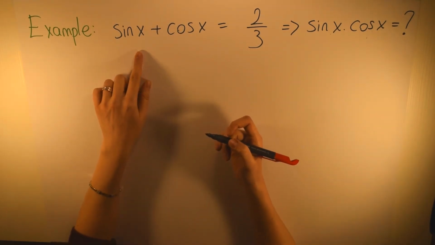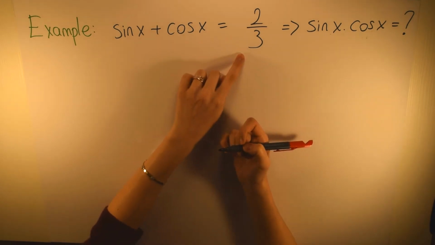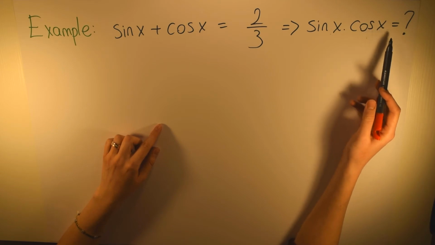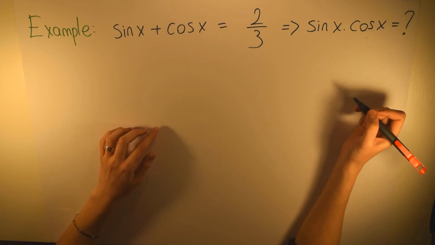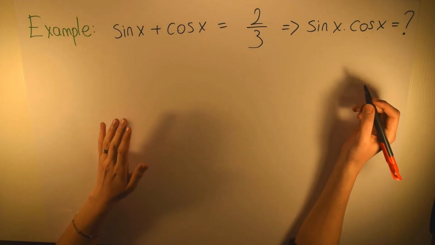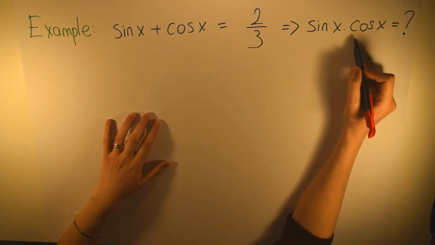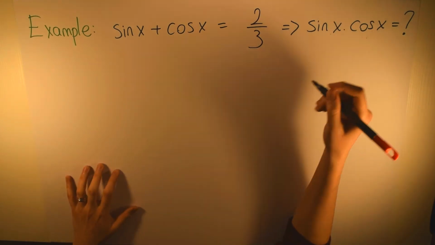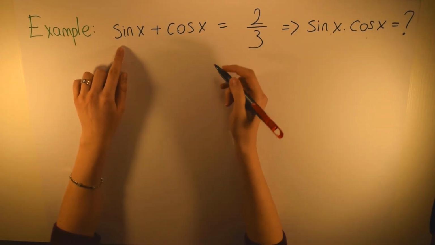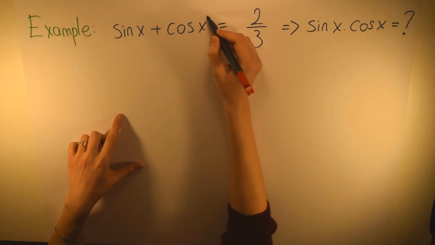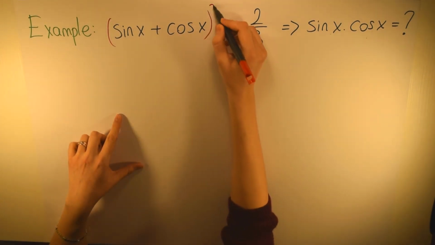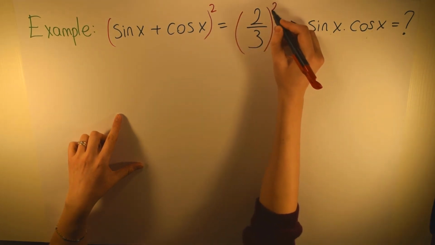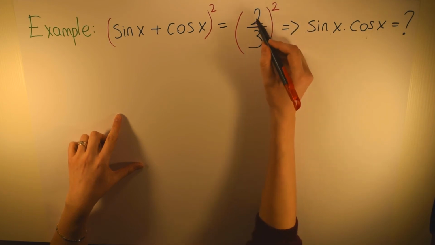Here we have sine x plus cosine x is equal to 2 over 3. So what is the value of sine x times cosine x? In this kind of question, you will always try to get this expression. So here we will square both sides, since this is an equation, you also have to take the square of this value.